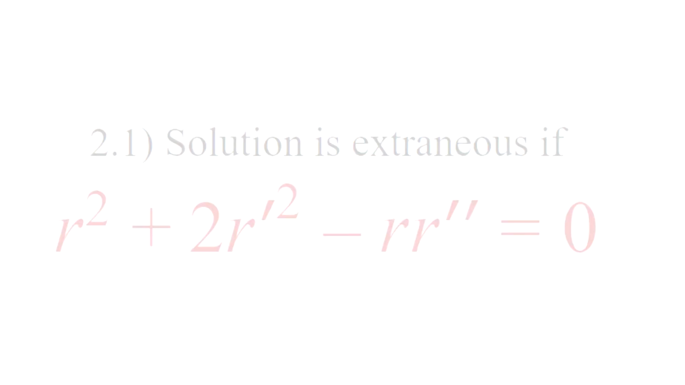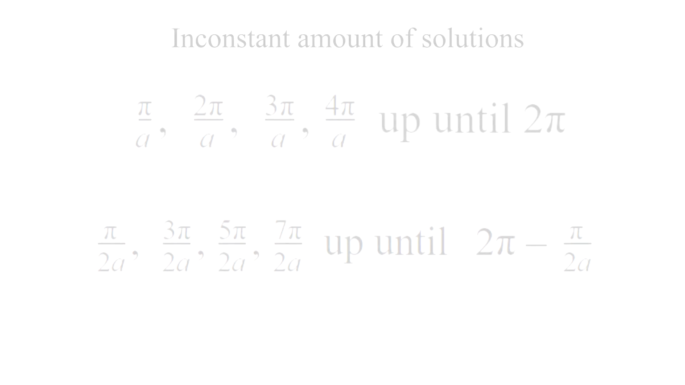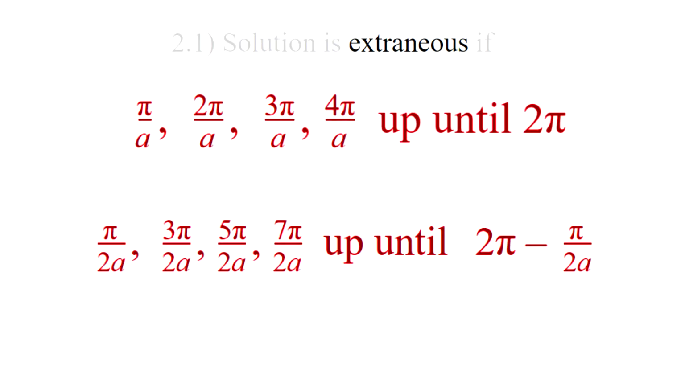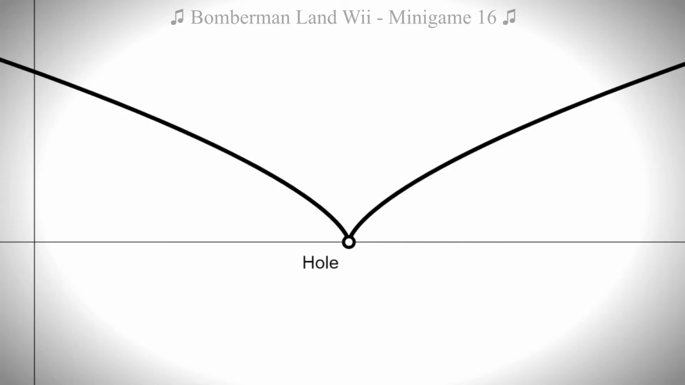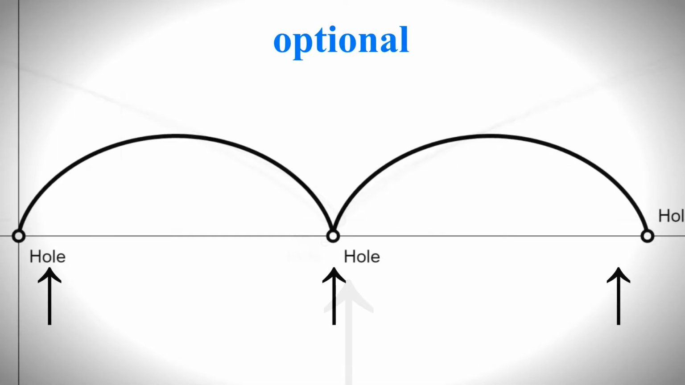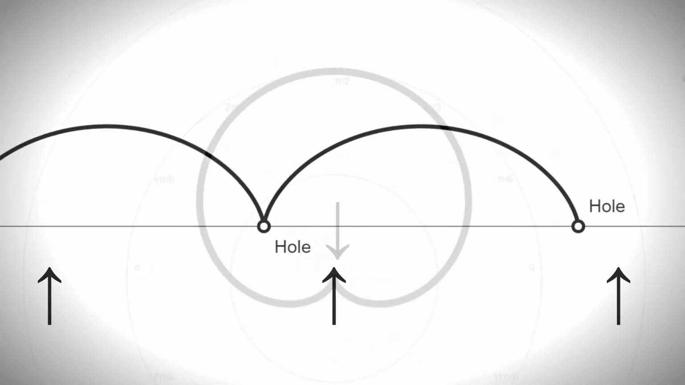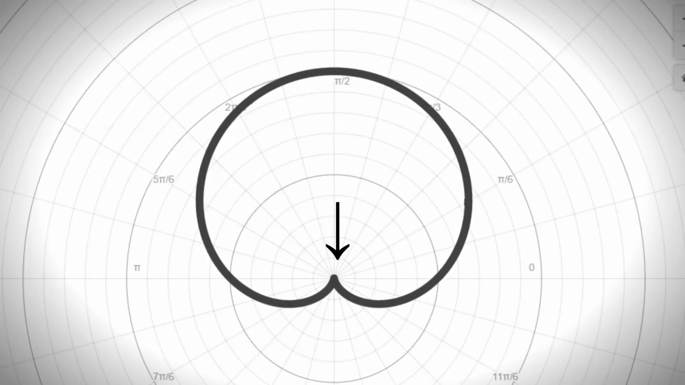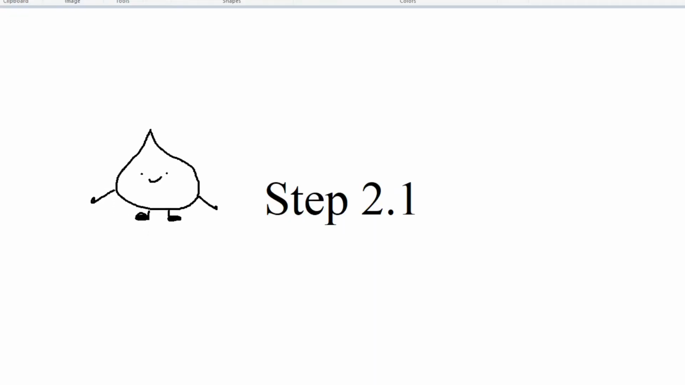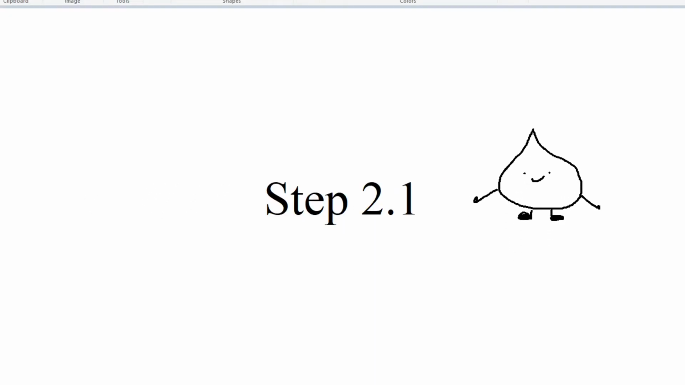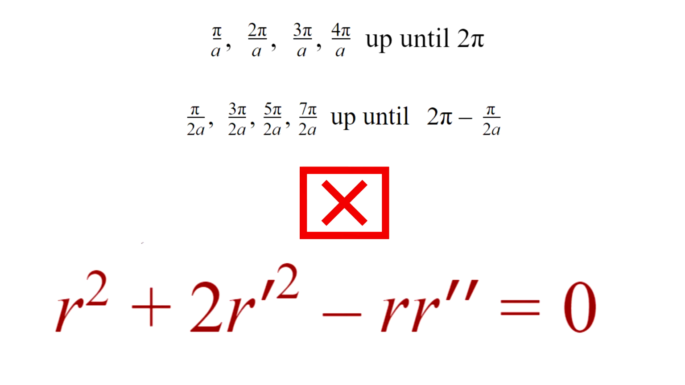After that, we shall proceed to step 2.1, which checks if our infinite amount of solutions are extraneous. But hey, remember from last episode that I said step 2.1 is optional and is only recommended when there's a cusp on the polar curve? Since our rose doesn't really create a cusp, then we definitely should skip step 2.1 and not plug those solutions. Ah, psych! Who am I kidding?